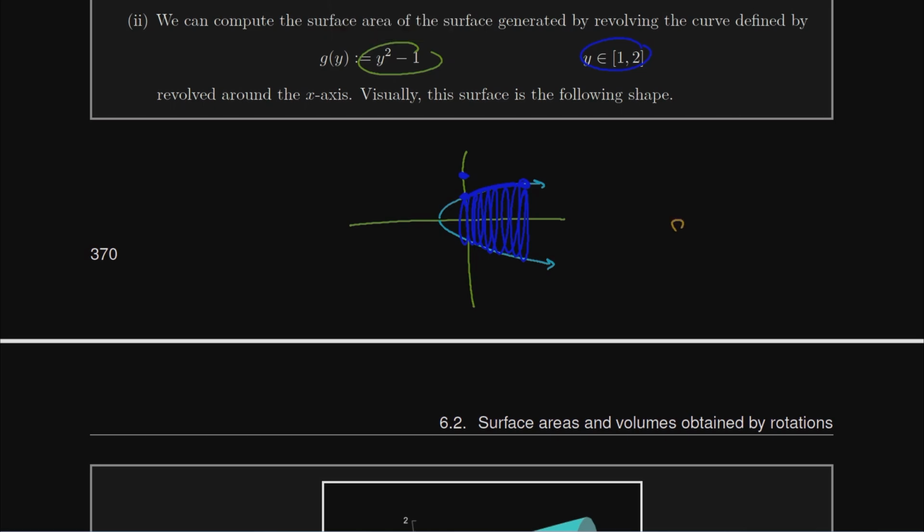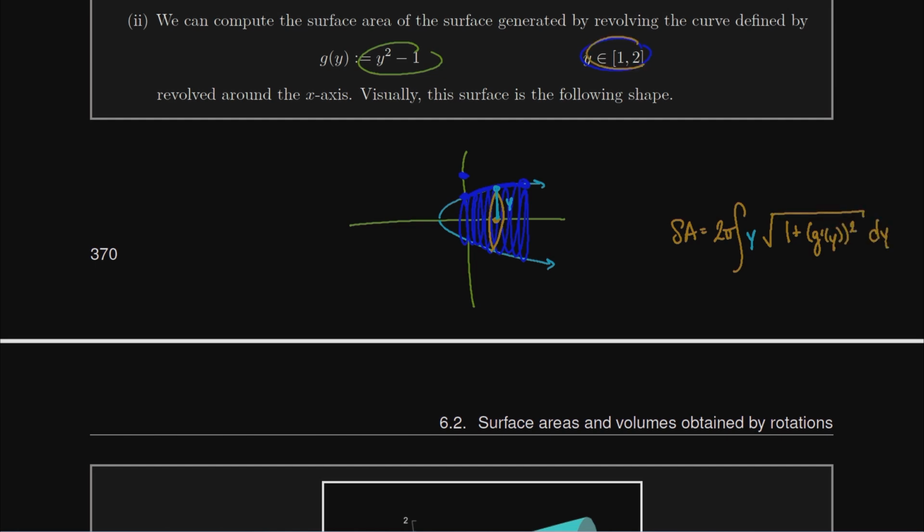If I want to find my integral for this, well, we always have 2 pi. Let's ask ourselves what the radius is here, the radius of one of these circles. Everything's in the variable y, right? So the radius of that circle is just the height of the function. The height of the function is just y. And my arc length differential is the same as always. It's going to be root 1 plus g prime of y squared dy.